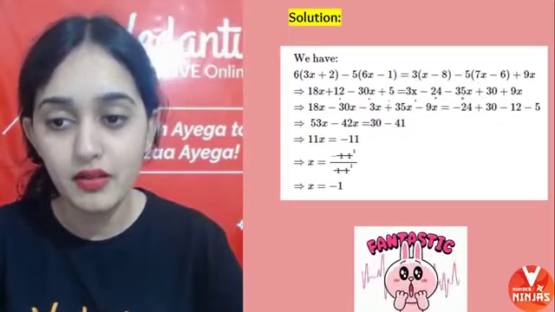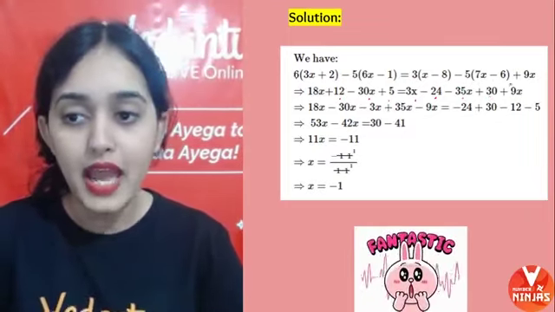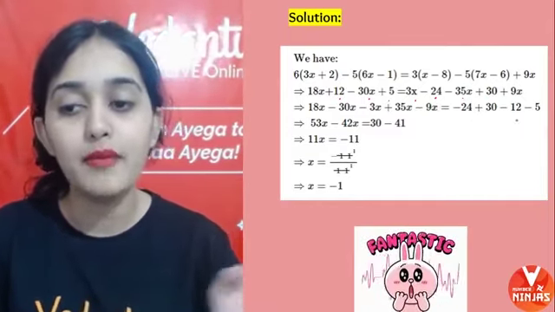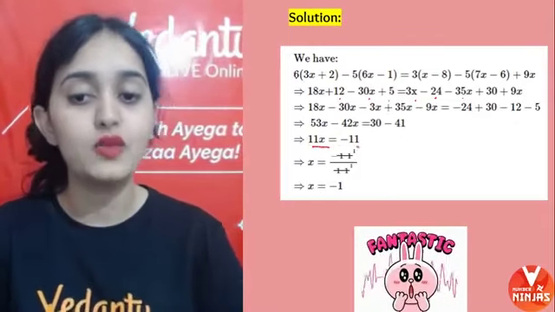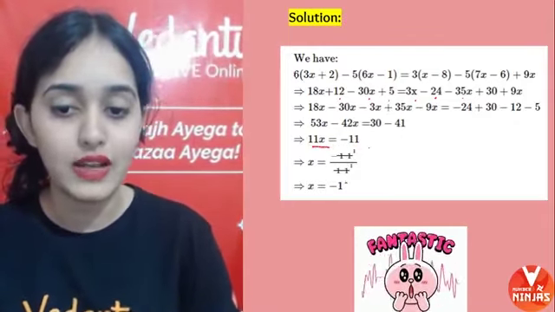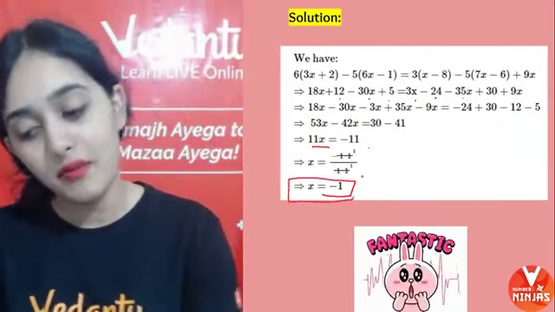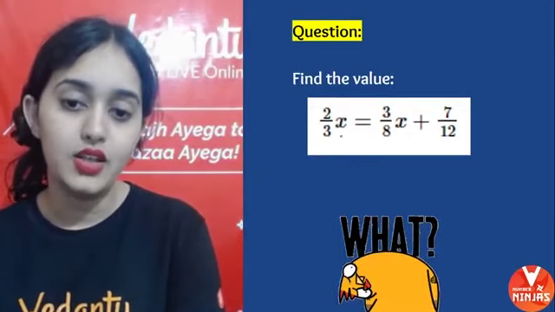Minus 5 into 7, minus 35x. Minus 5 into minus 6, plus 30, and plus 9x. Now bring all x on one side, numbers on the other side. Add them, you will get what? 11x is equal to minus 11. So x is equal to 11 by 11, that is minus 1. So x came out to be minus 1. Understood guys? Okay. Chalo, next question.